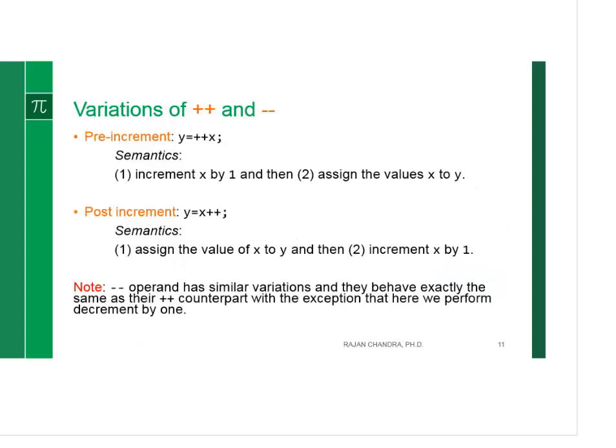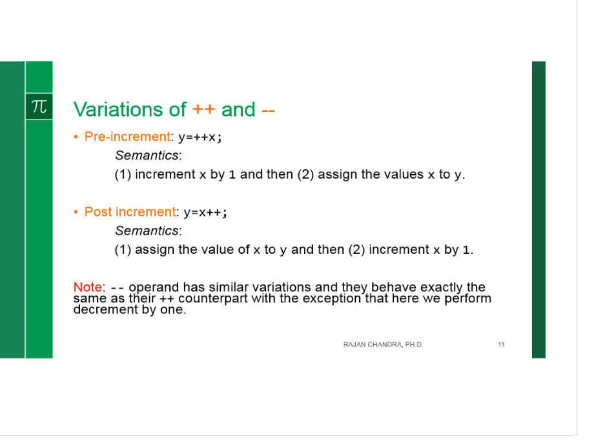There are two variations of plus plus and minus minus. One is called pre-increment, where we put the operator first, plus plus x. In the post-increment, we put the operator after the variable. The meaning in the first case is you increment x by 1 and then assign the value of x to y. Whereas in the second case, whatever is x, we assign to y first and then we increment x.